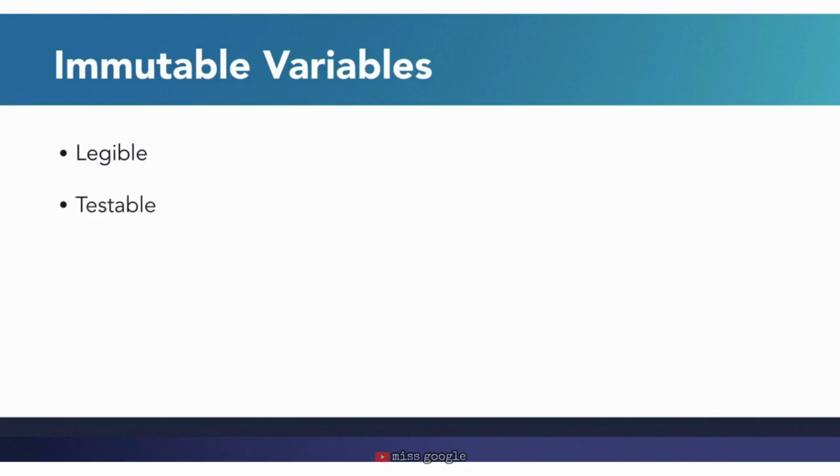2. Testable code. Immutable variables are one of several techniques that can help make your application easier to test. Others include writing pure functions, using single-purpose classes, and minimizing state changing.